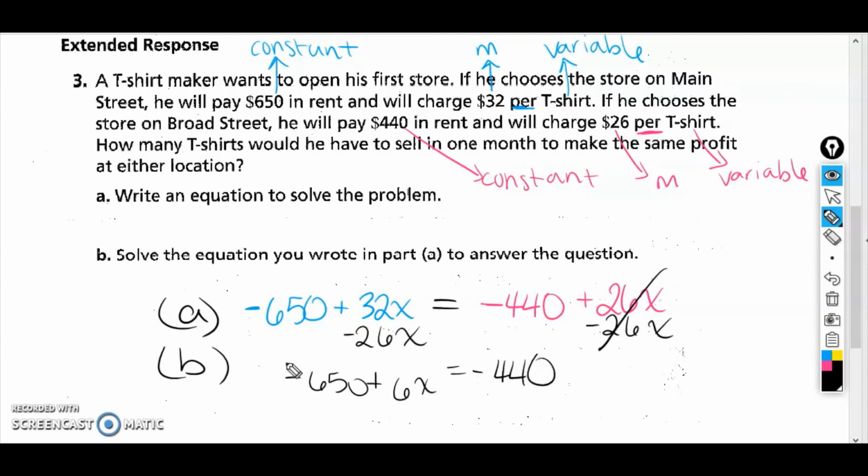Okay, if I'm solving this, I always want to do what's with the variable last. So how do I get rid of negative 650? Well, I add 650 to both sides. So I got 6x, these cancel out, equals negative 440 plus 650. That's the same thing as 650 minus 440, so that's 210. And then you would divide both sides by 6 to figure out what x is, and that will be the answer to that problem.